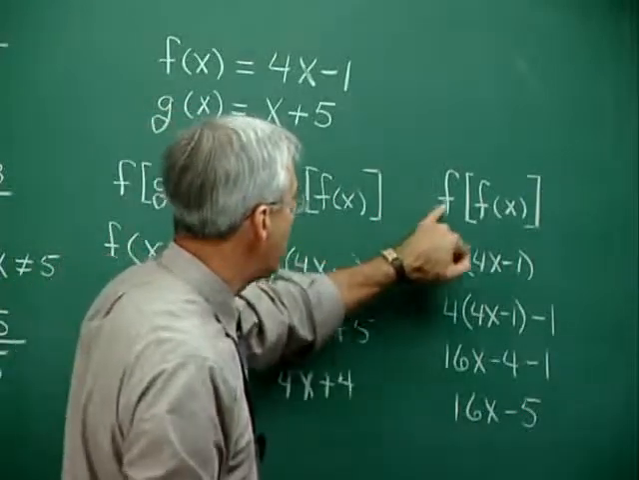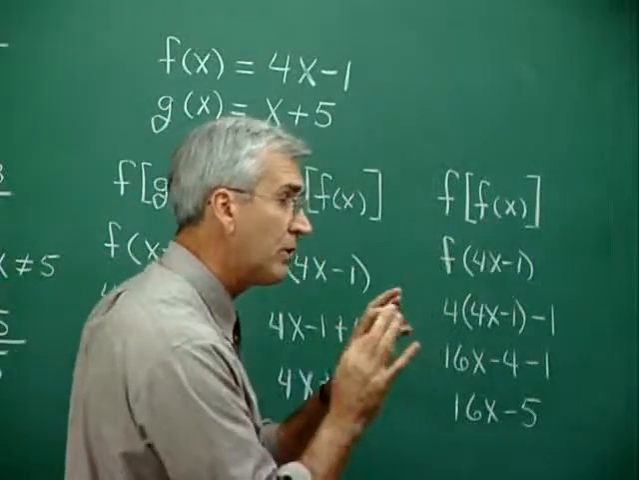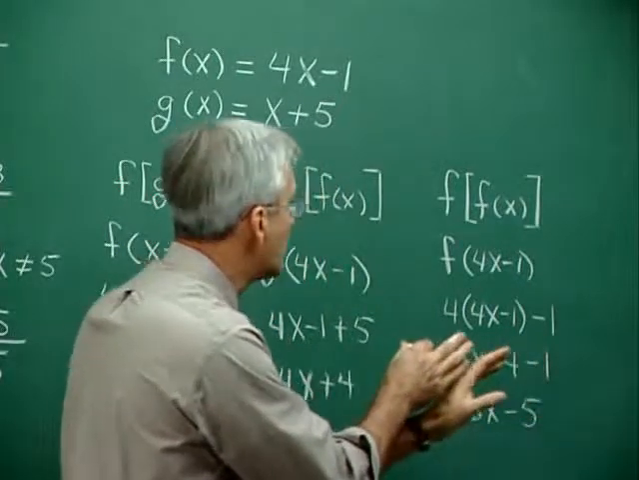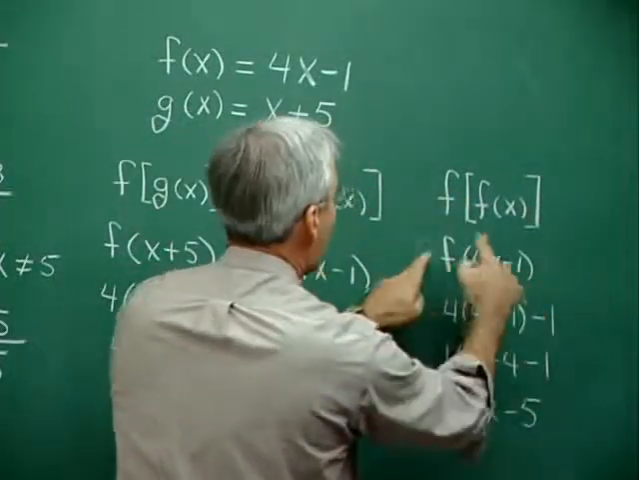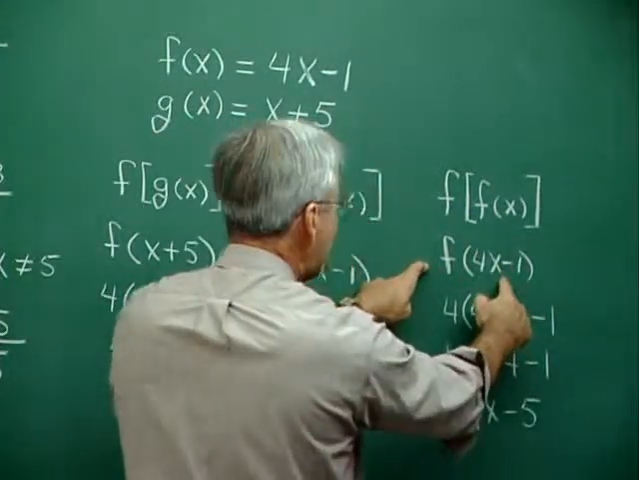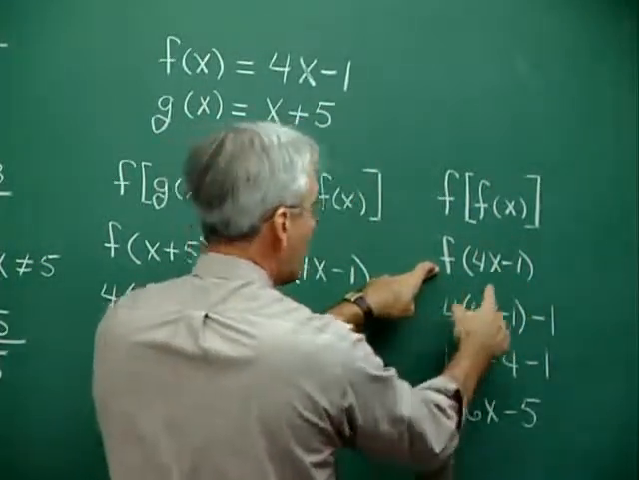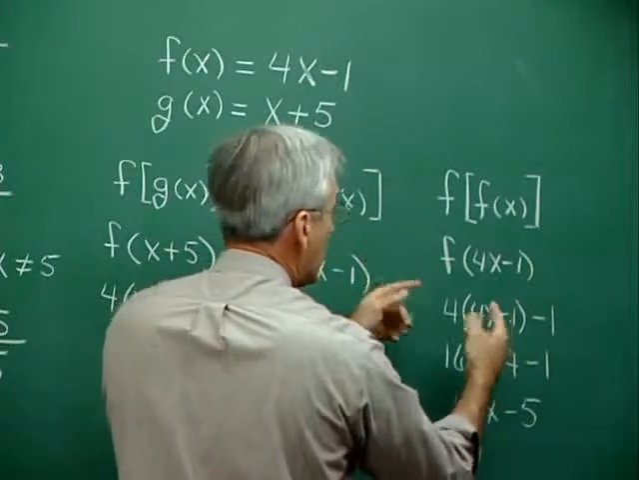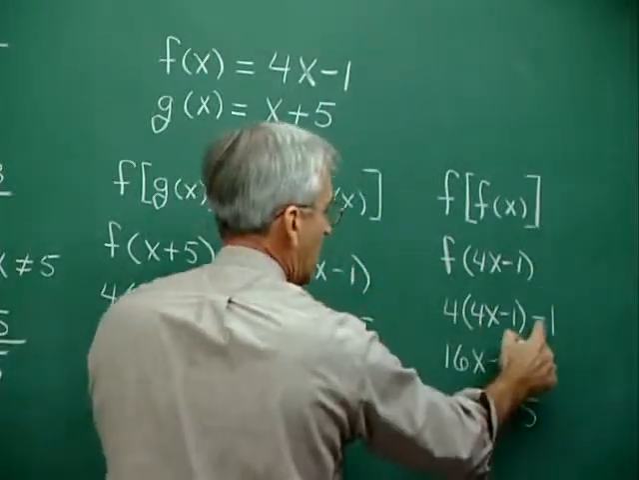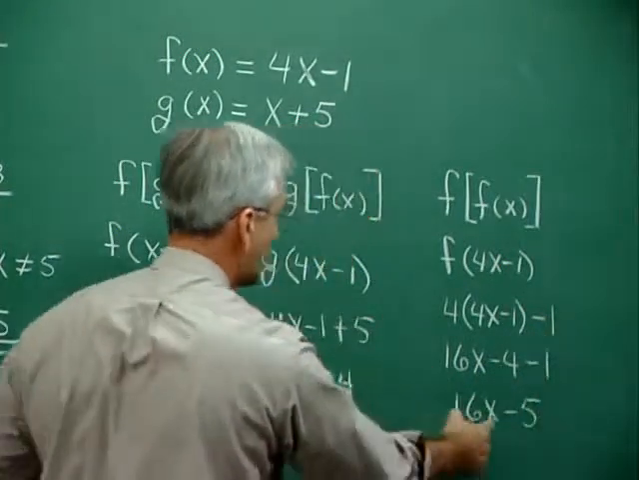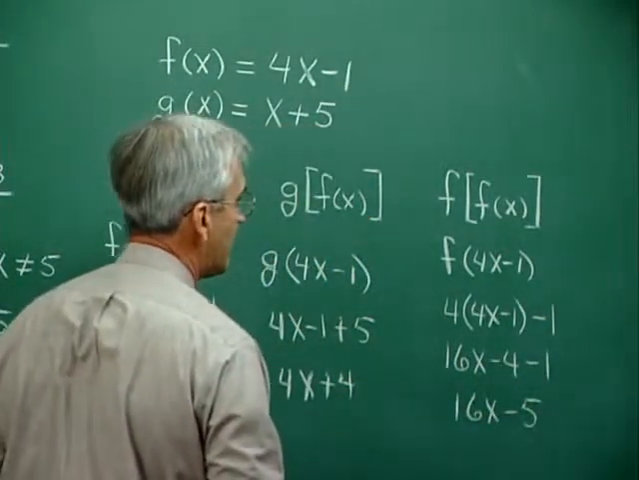We can even put a function into itself. That is, f of f of x means we're going to put the f function into itself. So it is f of, now f of x is 4x minus 1. F of that binomial means in the f function, replace x with binomial. So the f function is 4x minus 1, so it's 4 times 4x minus 1 minus 1. We clean it up, we get 16x minus 5.